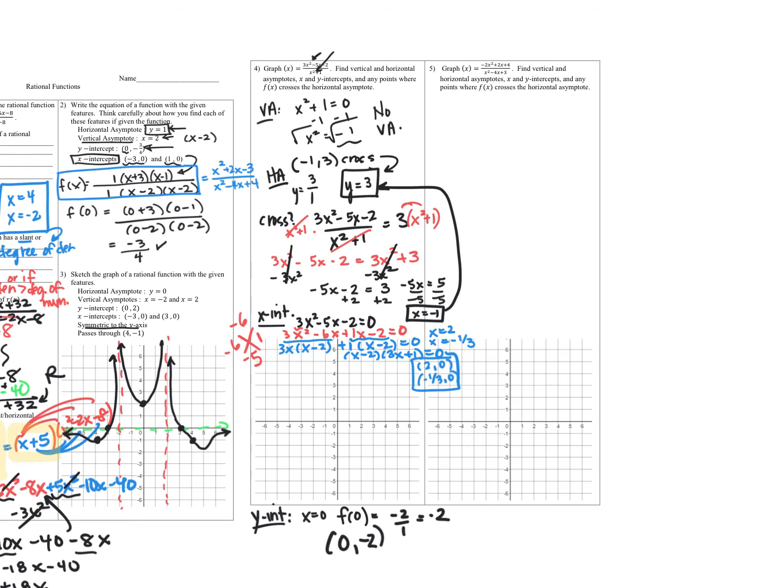So plotting that information, 0, negative 2 is the last thing we found. 2, 0, and negative 1/3, 0 are the x-intercepts. We know our horizontal asymptote is at y equals 1, and we don't have any vertical asymptotes. I'm sorry, we put y equals 1? I mean y equals 3. Let's get rid of that.